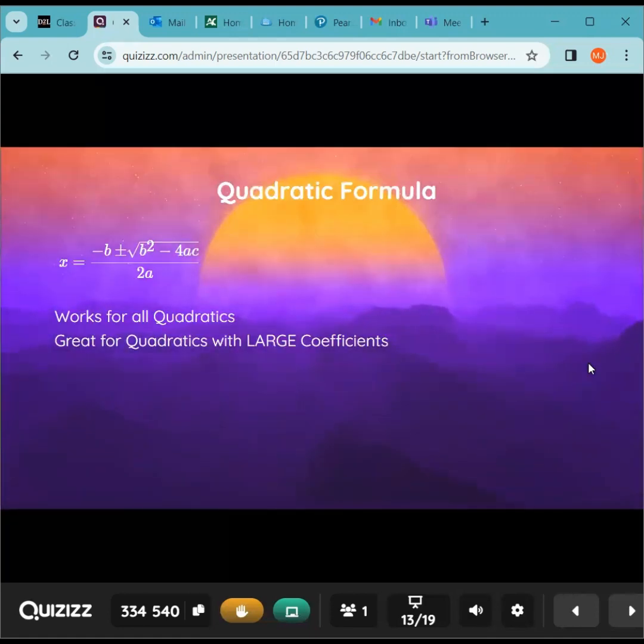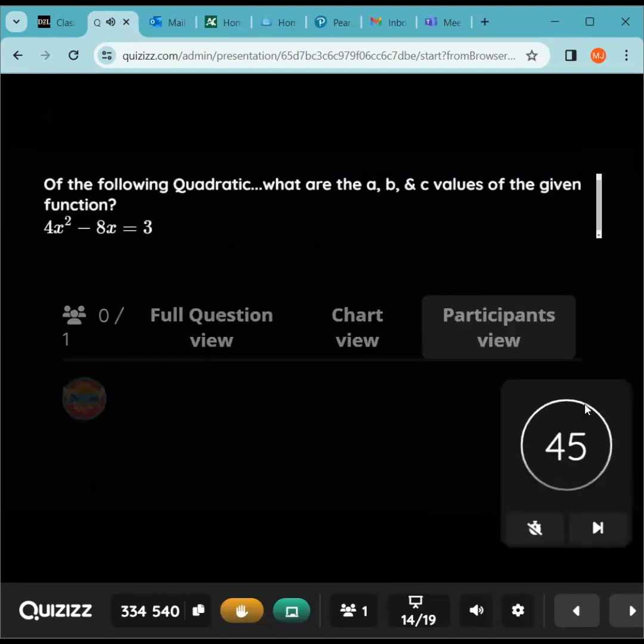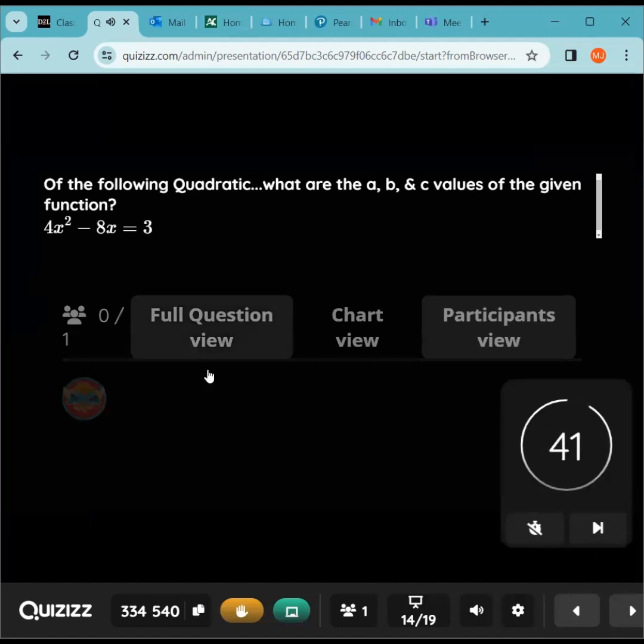The quadratic formula works for all quadratics, and is great for quadratics with large coefficients. So I'll show how to use this. Of the following quadratic, what are the a, b, and c values of the given function? So I'll show you this here.